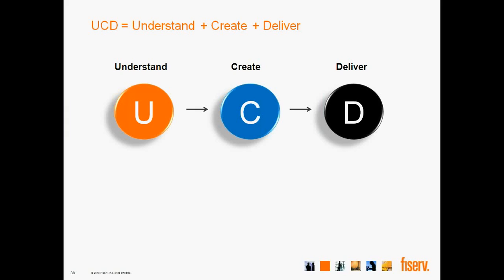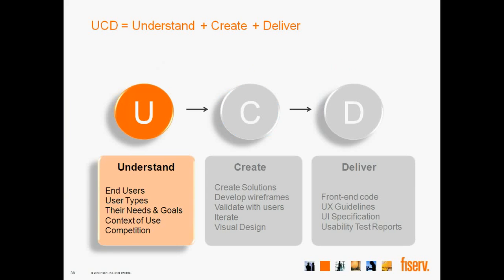So what is going to come under U, what is going to come under C, and what is going to come under D? Let's go step by step. Understand. So we have to understand who the users are, their types, their needs and goals, the context of use, what the competition is, and so on and so forth. Let's focus more on U, that is, understand.